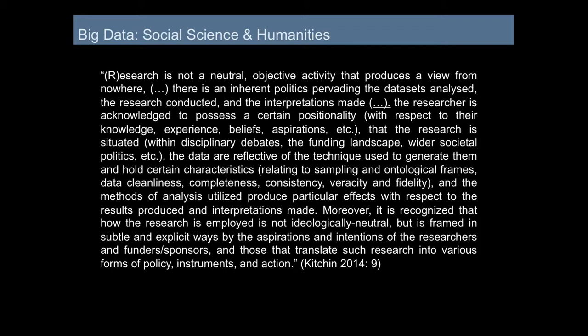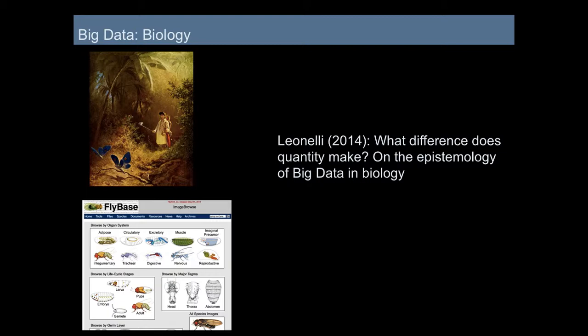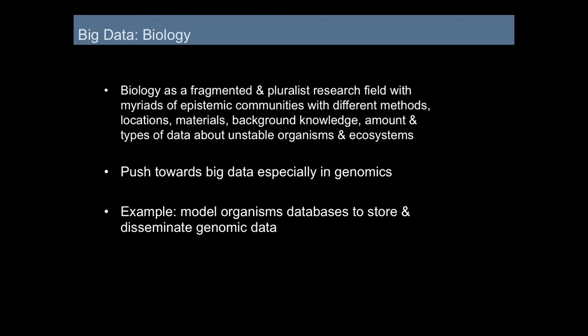Let me now turn to a second example from a different field, namely big data and biology, and I'm drawing here on an article by Sabina Leonelli. In this article, she is describing biology as a fragmented and pluralist research field with myriads of epistemic communities with different methods, locations, materials, background knowledge, amount and types of data about unstable organisms and ecosystems. However, within biology, there's a strong push towards big data, especially in genomics.